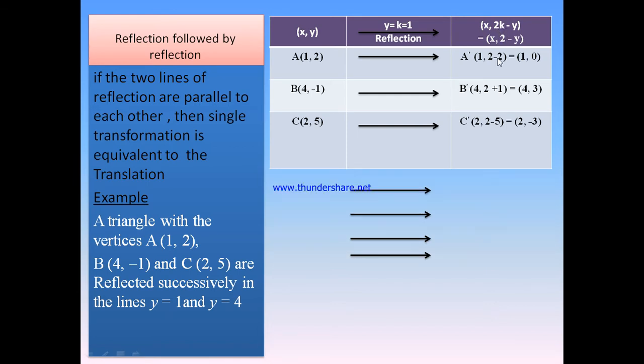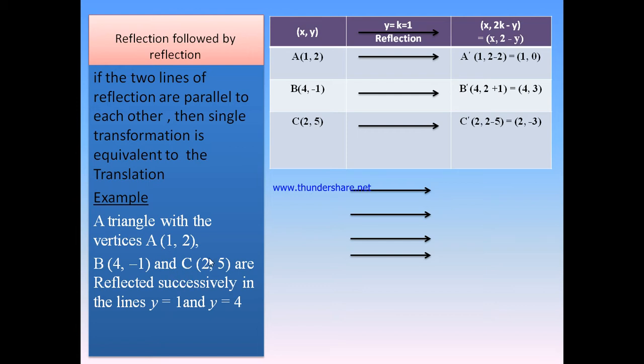So what I discussed till now is that I have prepared the formula to find A dash, B dash and C dash when we do reflection on y equals 1. Now it is very simple. By putting the values of x and y from A, similarly x and y from B and x and y from C, in this formula (x, 2 minus y) you will get A dash, B dash and C dash. This is your first image.